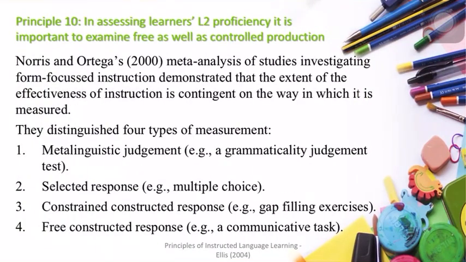The last one, in assessing learners' L2 proficiency, it is important to examine free as well as controlled production. Norris and Ortega's meta-analysis of studies investigating focused instruction demonstrated that the extent of the effectiveness of instruction is contingent on the way in which it is measured. They distinguish four types of measurement. First, metalinguistic judgment, for example, a grammaticality judgment test. This test will measure the score of the students' grammar.